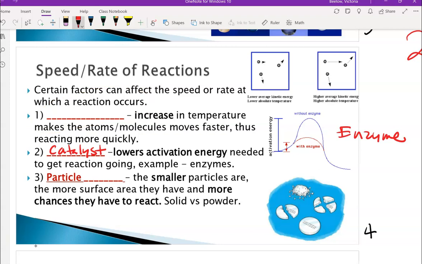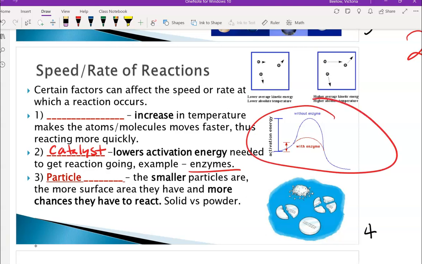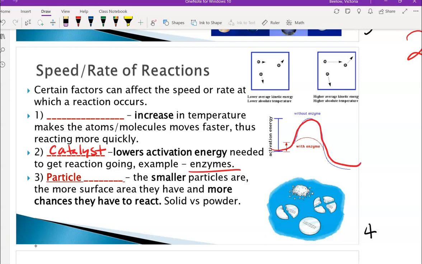So catalyst is something like an enzyme, and it's going to speed up a chemical reaction by lowering the activation energy. So here's an example over here. So this is how much energy would be required for that reaction to occur naturally on its own. But with an enzyme, you lower the amount of energy needed to kickstart the reaction. So it will occur faster then. And those are more biological related. Those are things that are really important in our bodies.